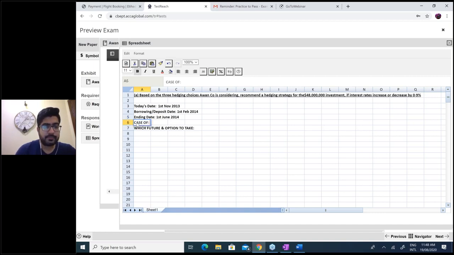Case of whether it's a borrowing case or a deposit case. Avan is planning to receive 48 million on 1st Feb, which will be invested. Invested means deposited.